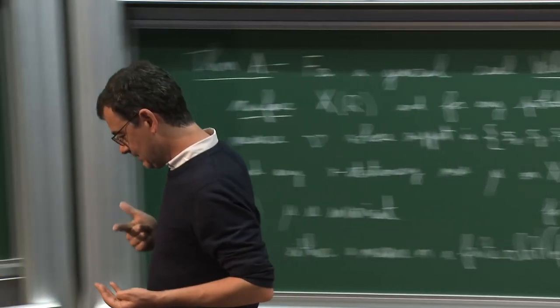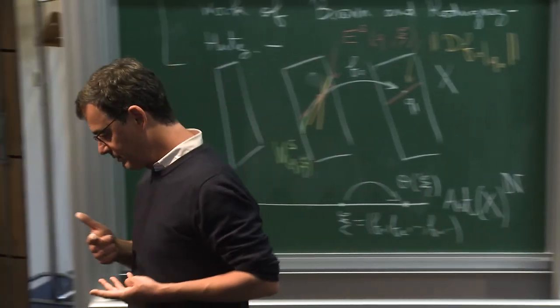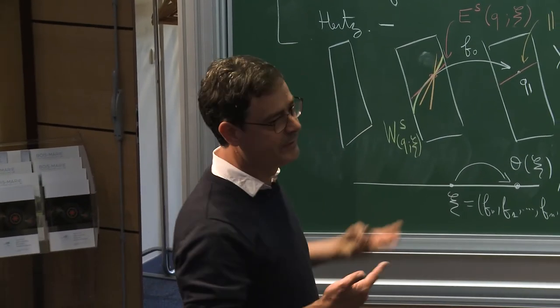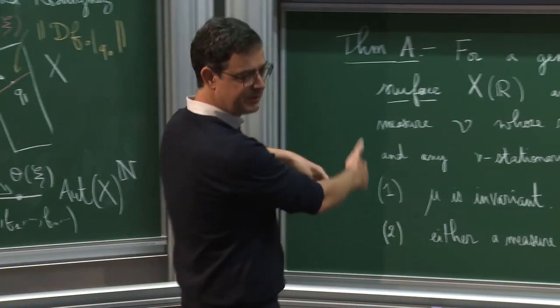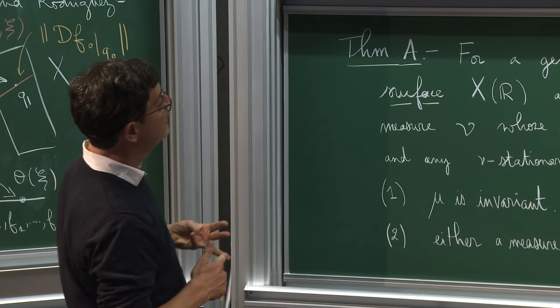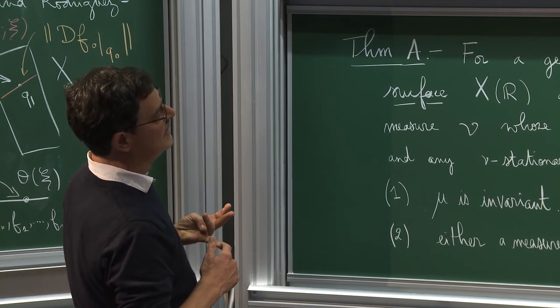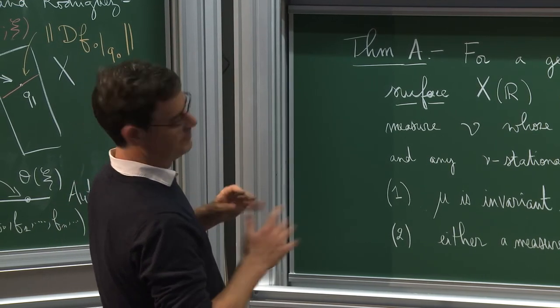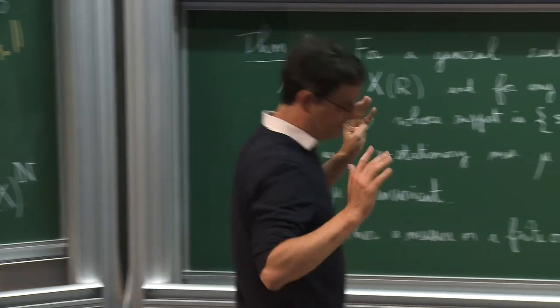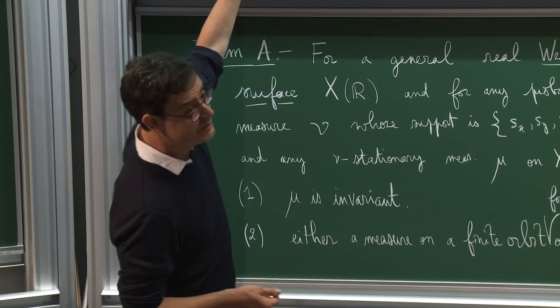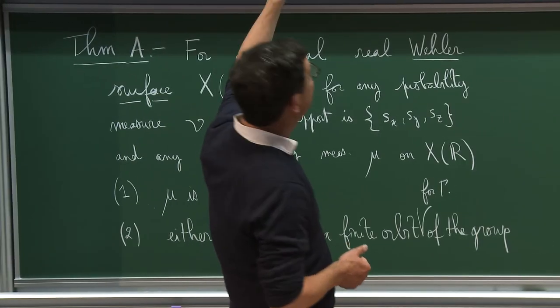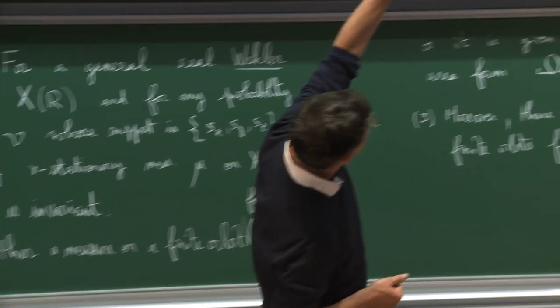So the second possibility is it's an SRB measure, but since we have an invariant area form, in fact it has to be the area form, or it has finite support, or it's not hyperbolic. So in that case, lambda plus is equal to zero, which is equal to lambda minus. But then in that case, you can apply the theorem of Crauel, which tells you that it is invariant.